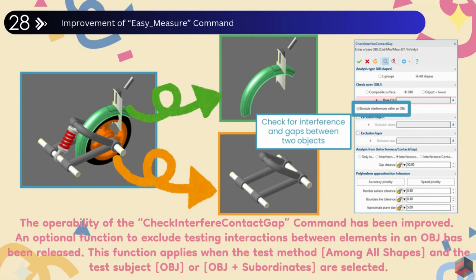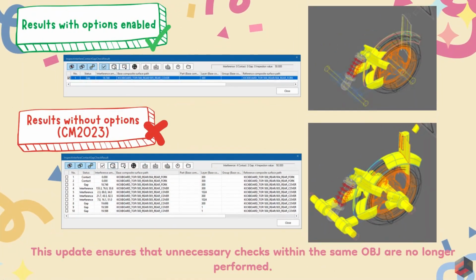The operability of the Check Interfere Contact Gap command has been improved. An option function to execute testing interactions between elements in an object has been released. This function applies when the test method among all shapes and the test subject, object, or object plus subordinates are selected. This update ensures that unnecessary checks within the same object are no longer performed.